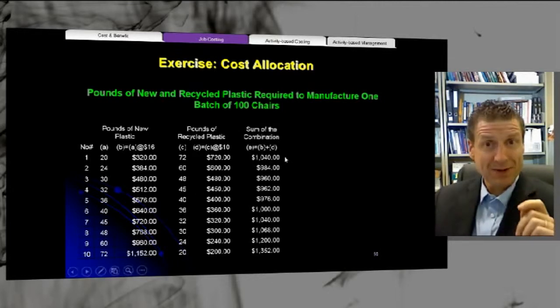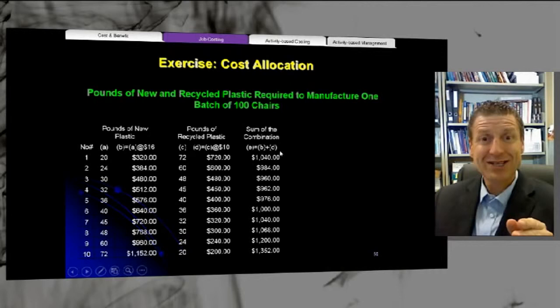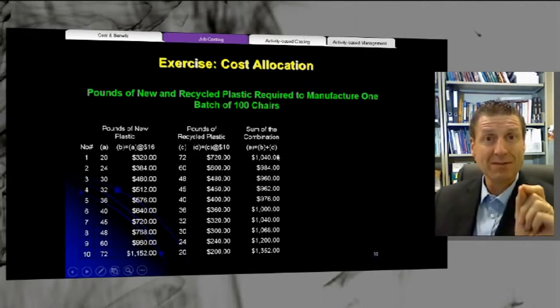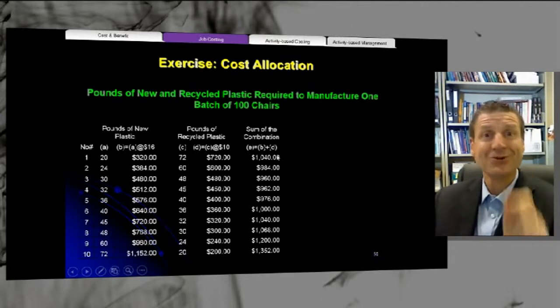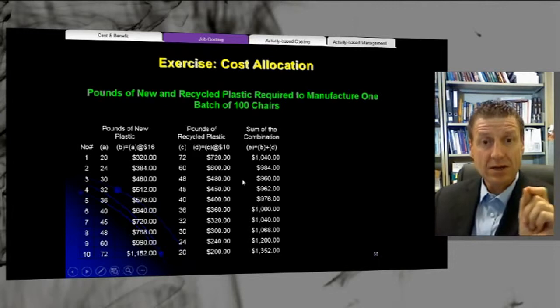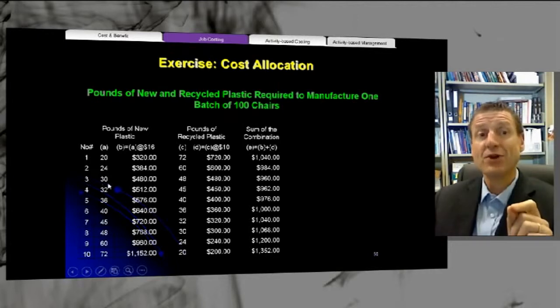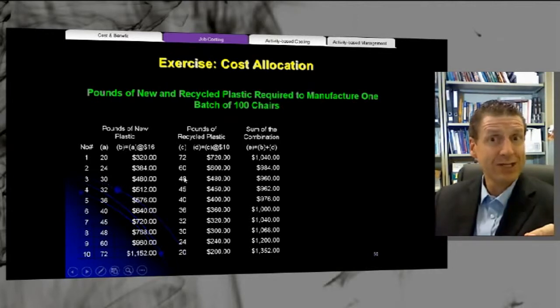Here's the sum of the combination, and as you can see, we want to minimize. If the decision point is to minimize the total costs of manufacturing a batch of 100 chairs, then which combination would we use? We would actually use the one that makes the combination of $960, where that will be number 3, 30 pounds of new plastic, 48 pounds of recycled plastic. There you go. Pretty easy, isn't it?